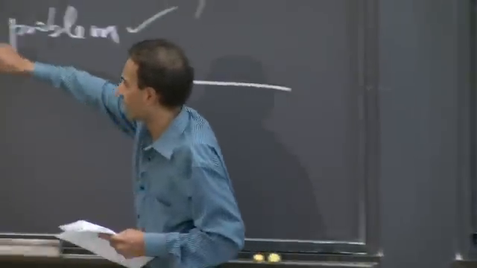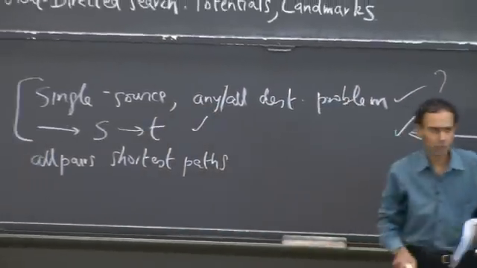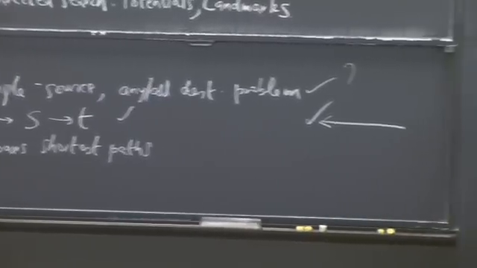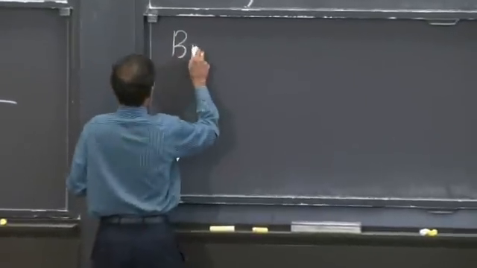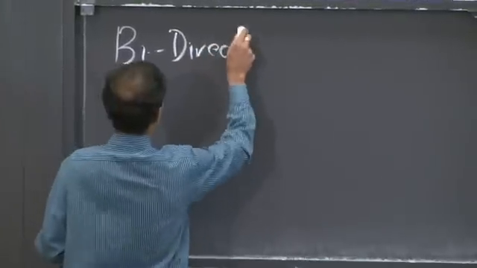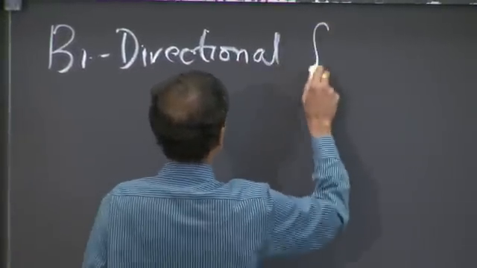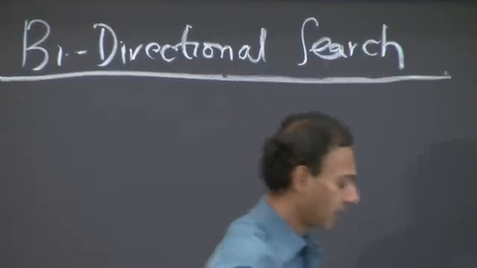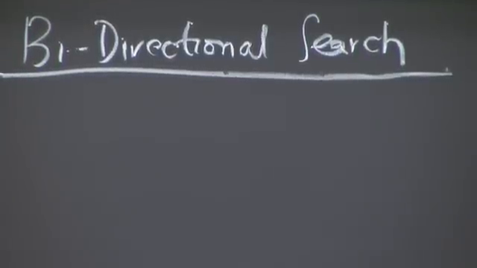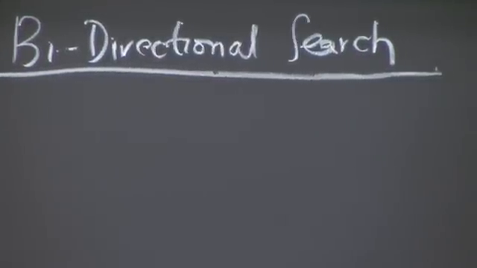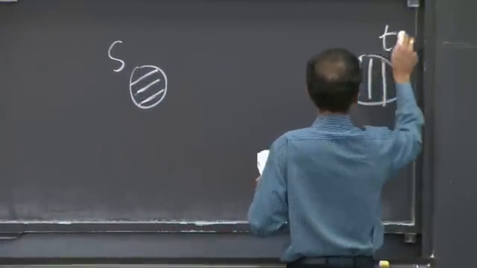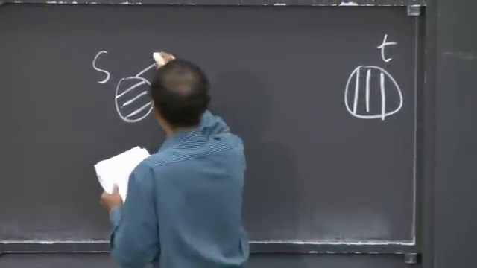That sort of takes care of the first optimization corresponding to single source, single target. Let's talk about something that's a little more interesting and non-obvious, which is the notion of bidirectional search. In bidirectional search, what we have is S and T, and a bunch of nodes in between.